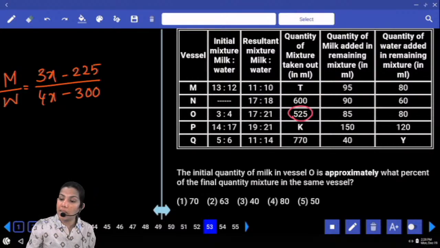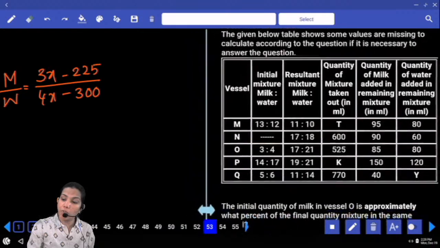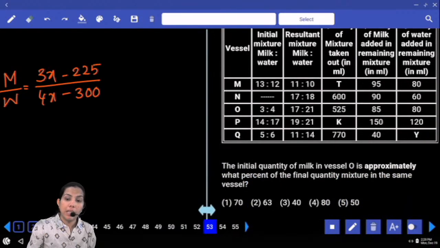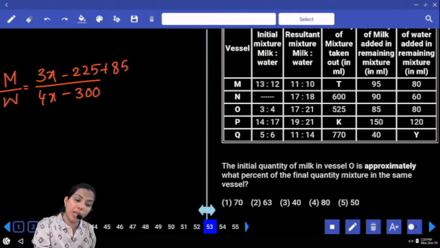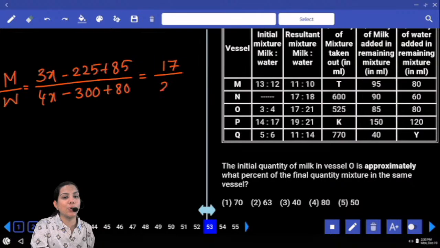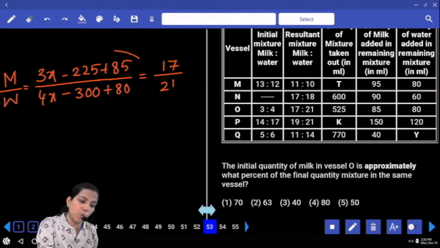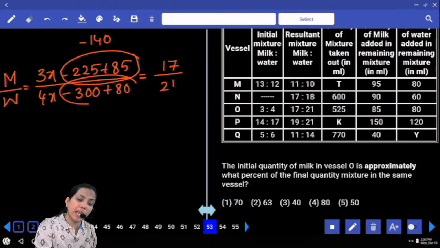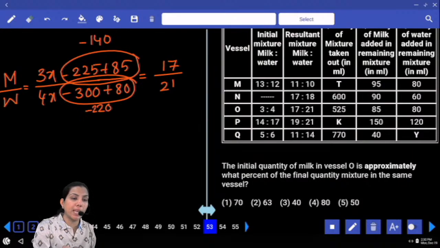Taken గురించి మాట్లాడడం. And next, again, how many liters of milk added to the container? 85. Very good. 85 liters was added. And how many liters of water was added? 80. Finally, the quantities of milk and water are in the ratio 17:21. Cross multiplication. What is minus 225 plus 85? Minus 140. And what is minus 300 plus 80? Minus 220. అంతే కదా? Minus 220.